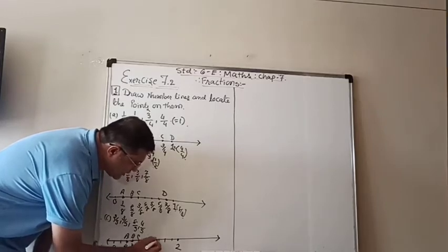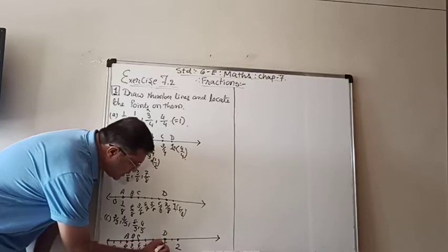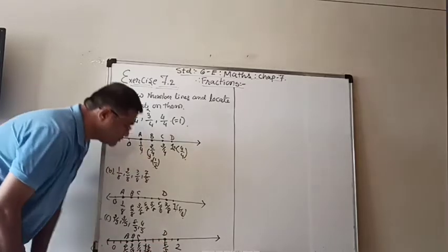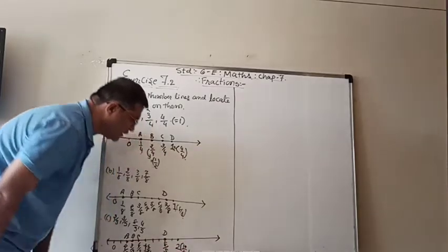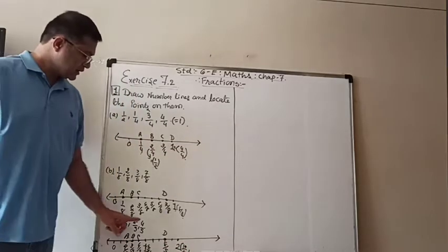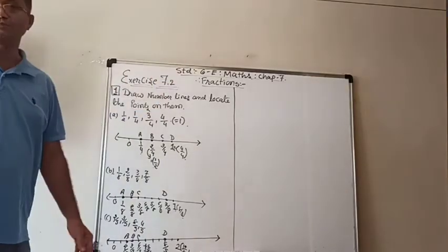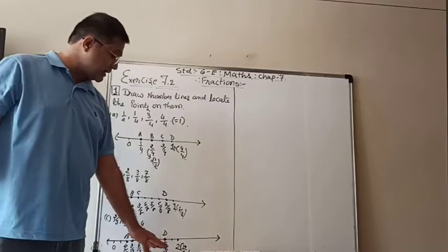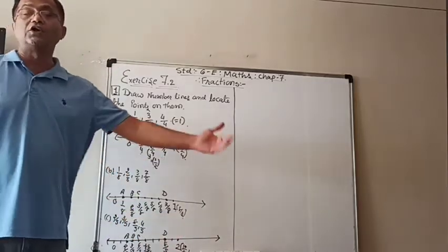That is 6 upon 5, 7 upon 5, and that is 8 upon 5. Because 2 will be 10 upon 5, because 5 2s are 10. So when the numerator is greater, then you have to go beyond 1 also. Means you have to make 5 parts between 1 and 2 also to locate that number.